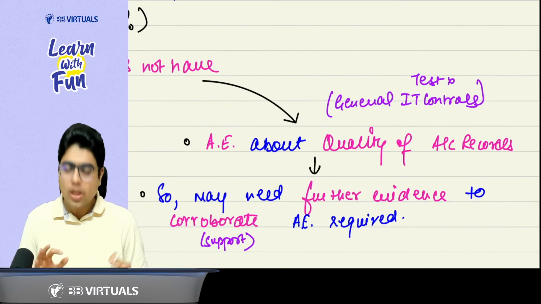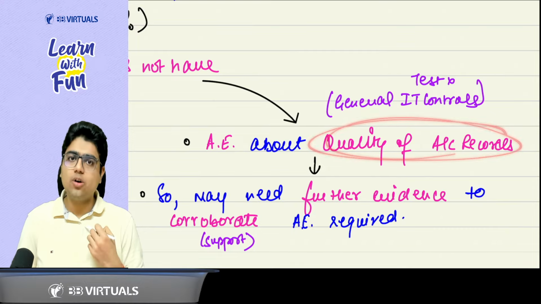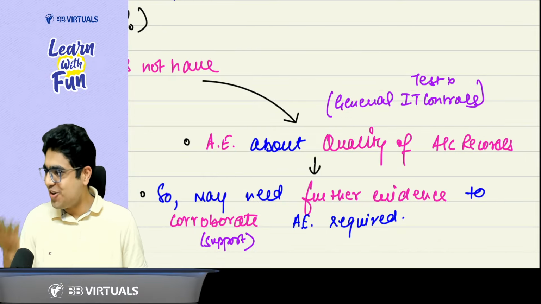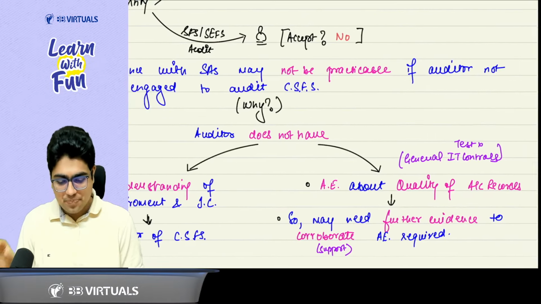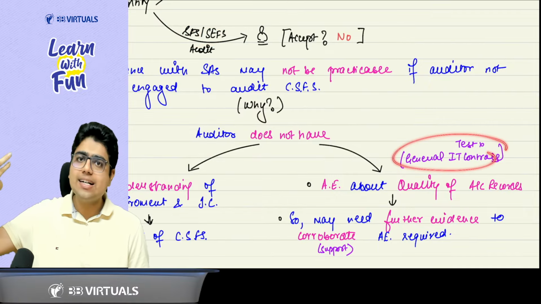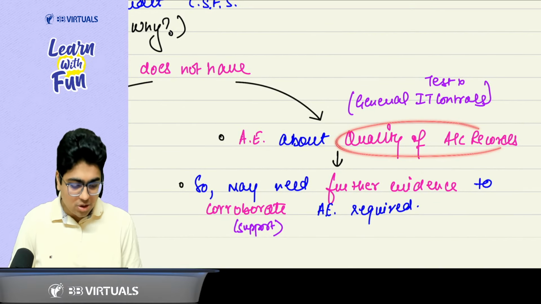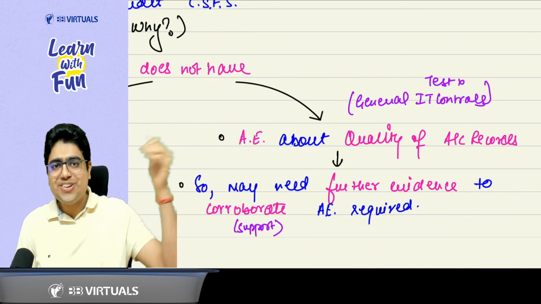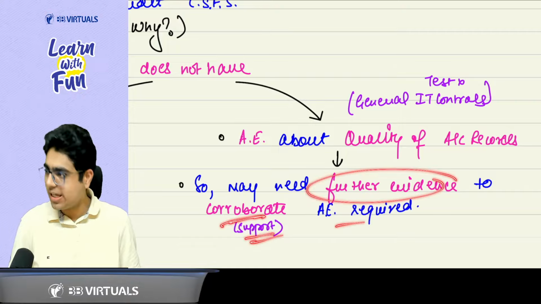Second thing is, you don't have the audit evidence. Sir, audit evidence about the quality of the accounting records. Why, sir? Did you test the general IT controls of the entity? No, sir, we did not test the general IT controls of the entity, because you are auditing only the single financial statement, or let's say specific element. Why will you test these controls? Yes, sir. Because you have not tested all that, you will not have audit evidence about the quality of accounting records. Since you don't have evidence, you need further evidence. So you may need further evidence to corroborate or support the evidence required.